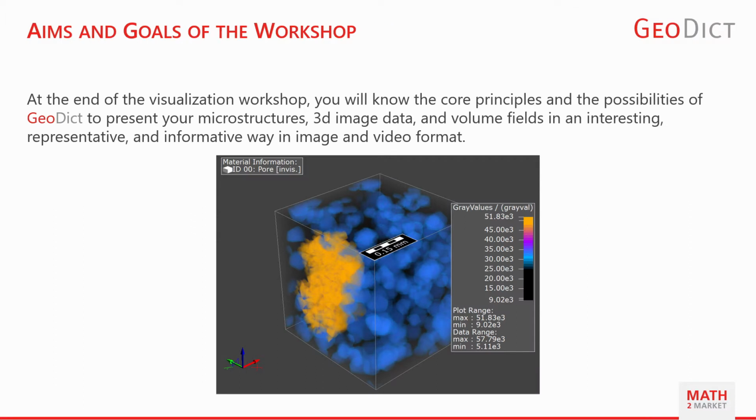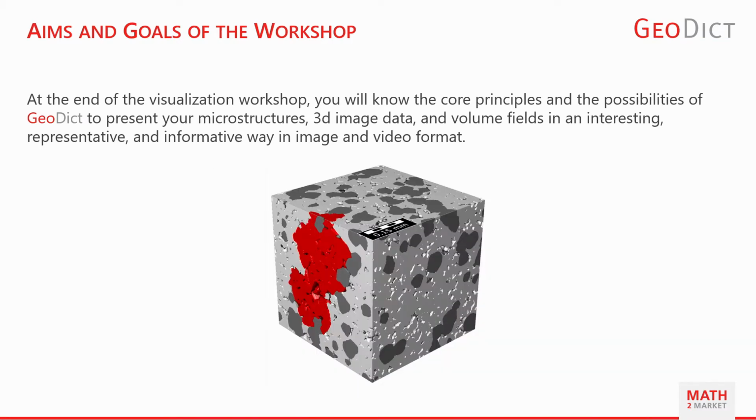In part 1, we will learn how we can visualize 3D image datasets and the associated segmented and voxelated microstructures. We will make sure that we find a good compromise between descriptive and attractive visualization. We will then save our results as image files.